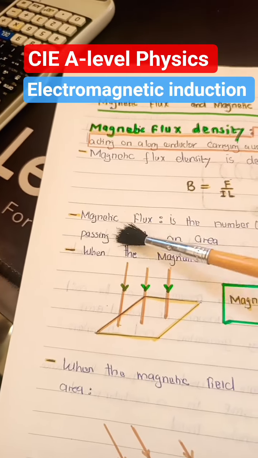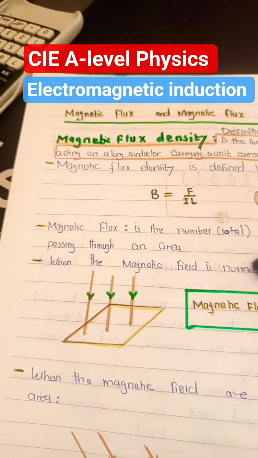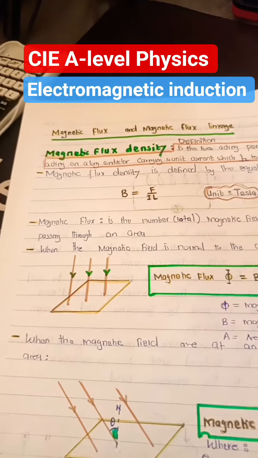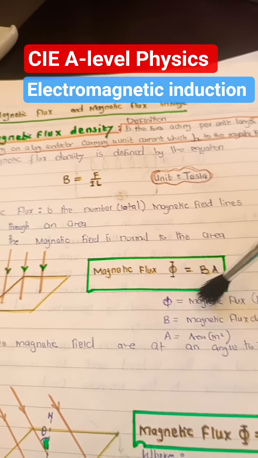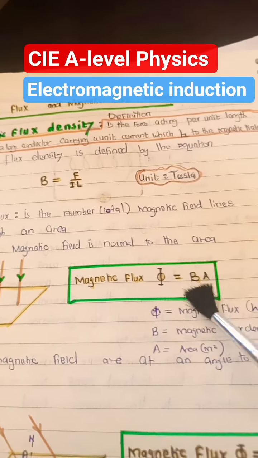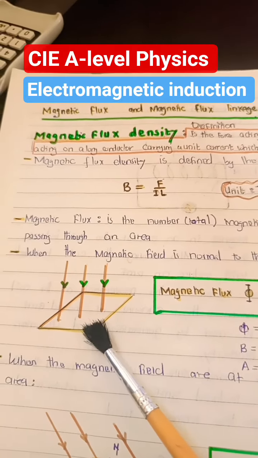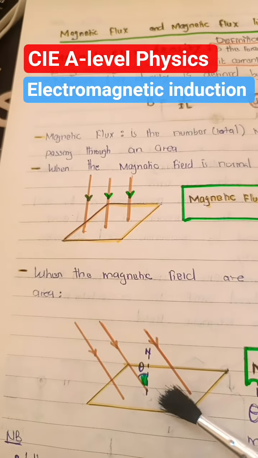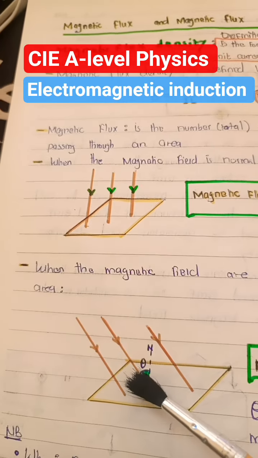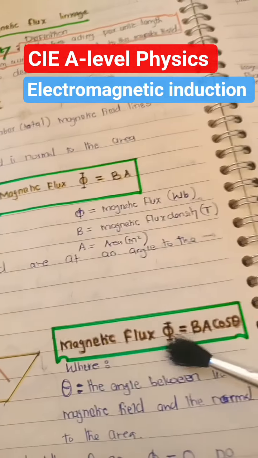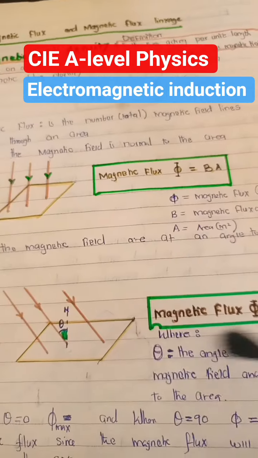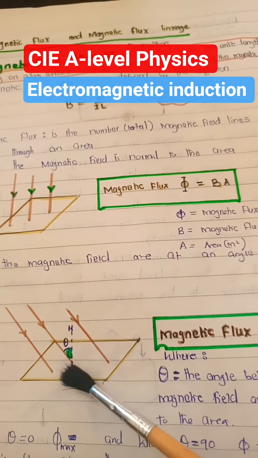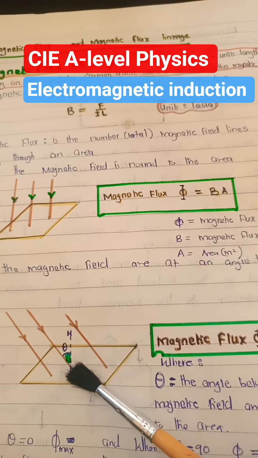Then you need to understand the magnetic flux. Magnetic flux is the total number of magnetic field lines which are cutting across a given area. To calculate the magnetic flux, you are going to use the formula magnetic flux density times the area which is perpendicular to that particular field. But if the field makes an angle with the area, then you find the magnetic flux by the formula magnetic flux density times area times cos theta, whereby theta is the angle between the normal of the area and the magnetic field.